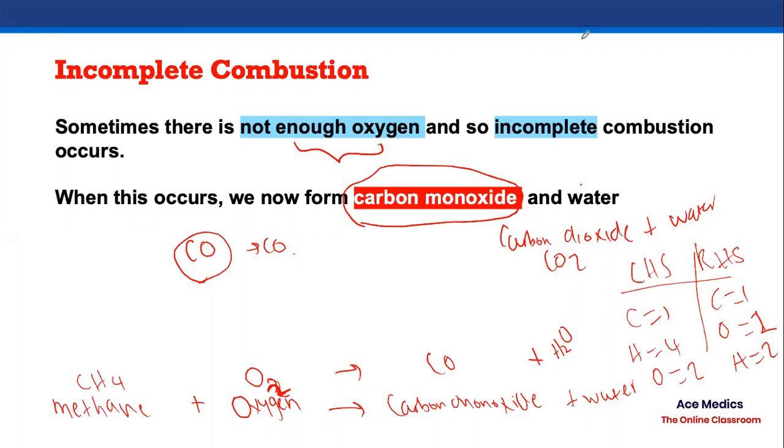This one's kind of harder to balance. So it's not balanced, is it? Which one isn't balanced? The hydrogen isn't balanced, is it? So how can we try and balance this then? Any ideas on how we can try and balance this? What would your first step be?